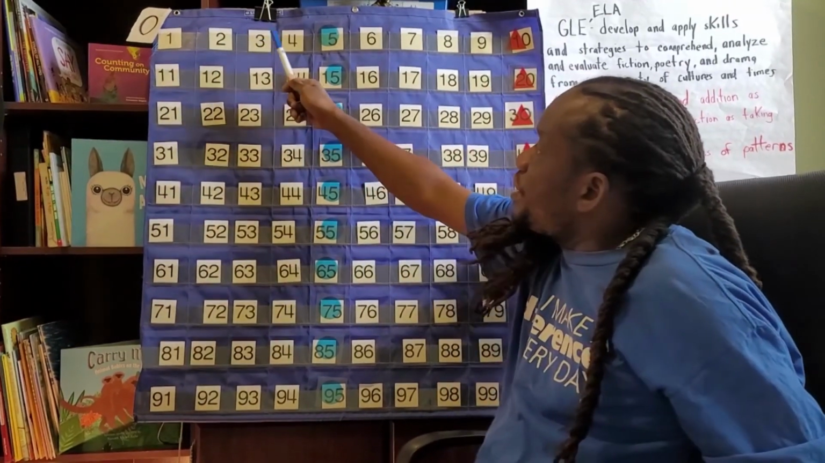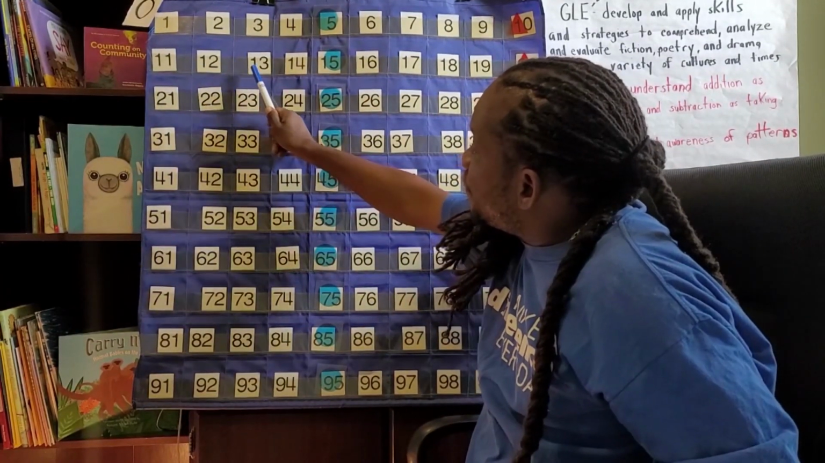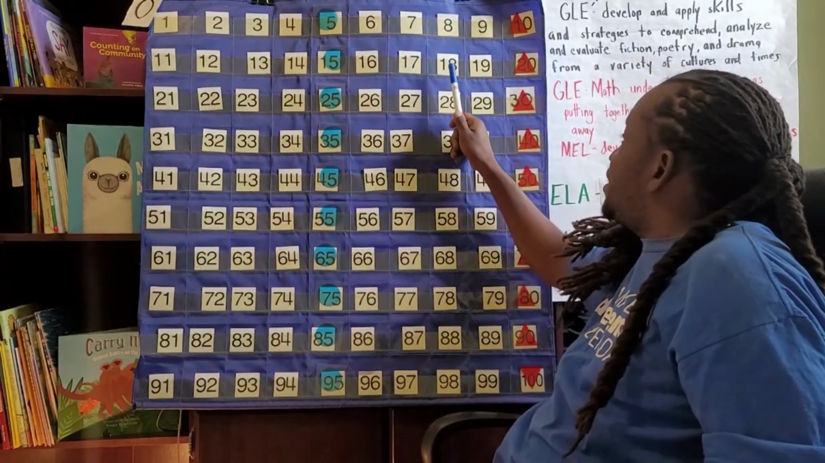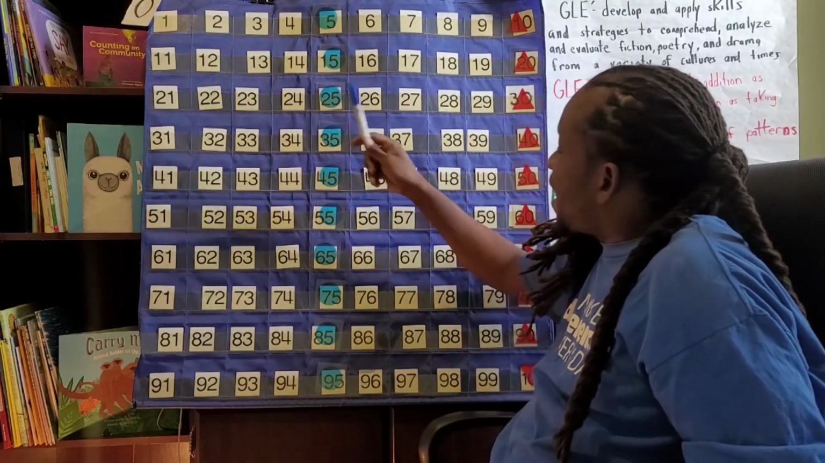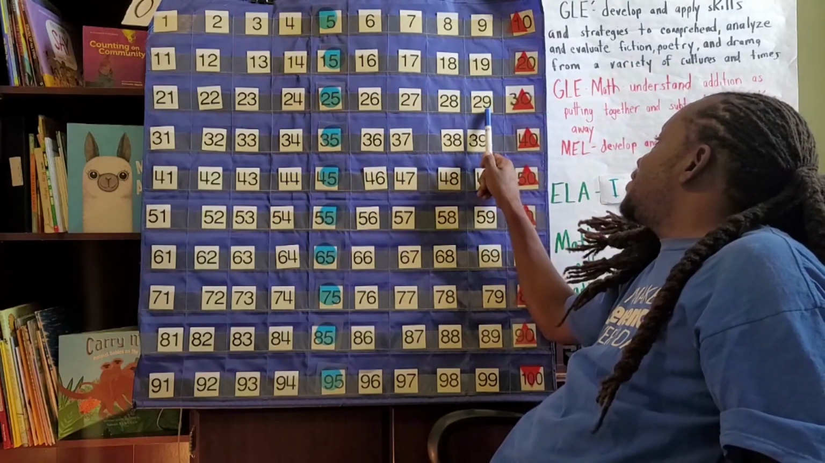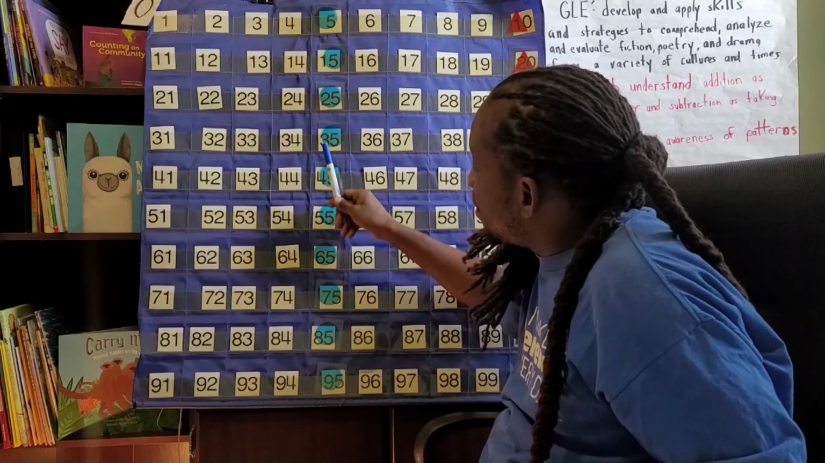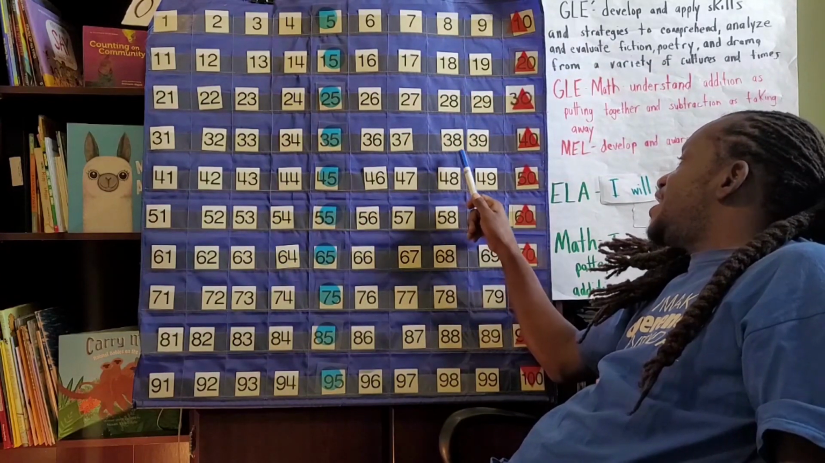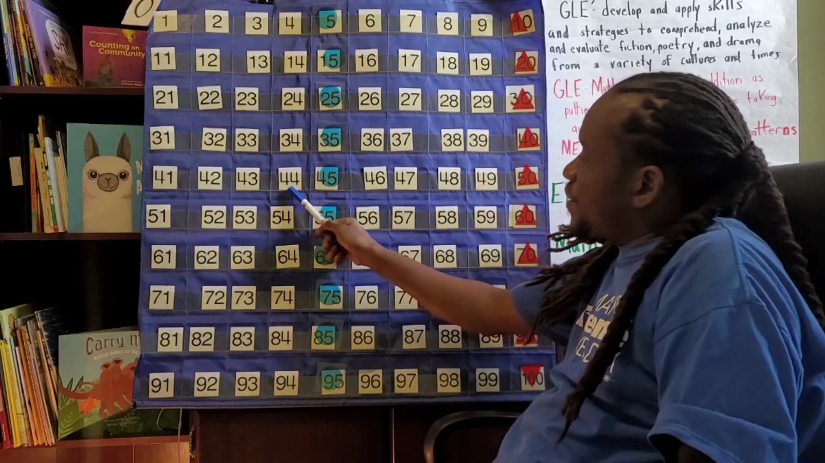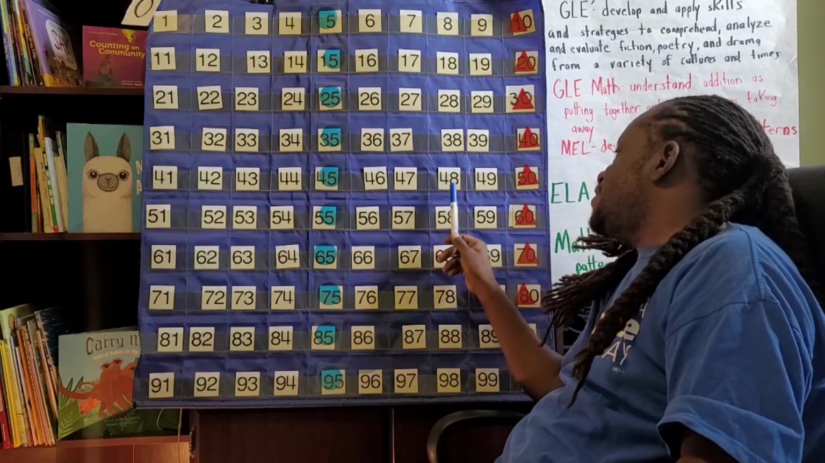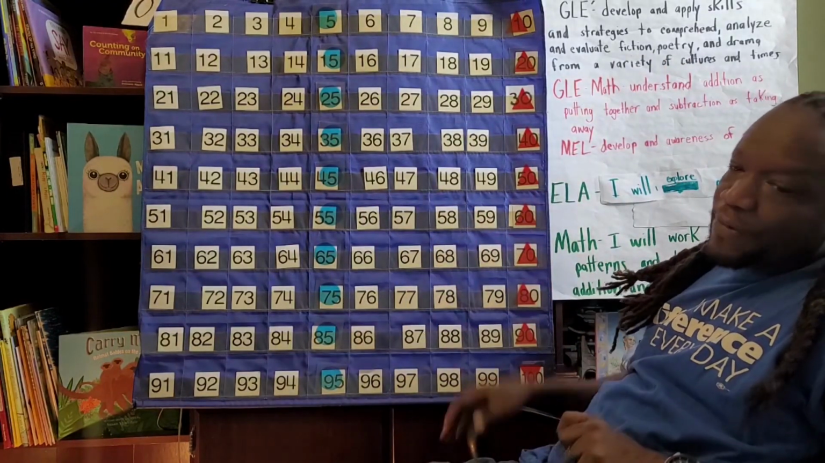0, 1, 2, 3, 4, 5, 6, 7, 8, 9, 10, 11, 12, 13, 14, 15, 16, 17, 18, 19, 20, 21, 22, 23, 24, 25, 26, 27, 28, 29, 30, 31, 32, 33, 34, 35, 36, 37, 38, 39, 40, 41, 42, 43, 44, 45, 46, 47, 48, 49, 50. Two digits, 50, a 5 and a 0 make up 50.